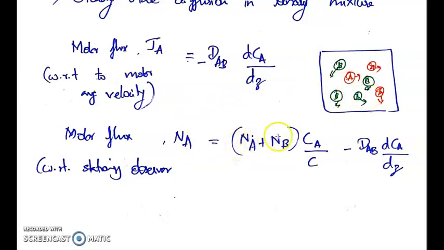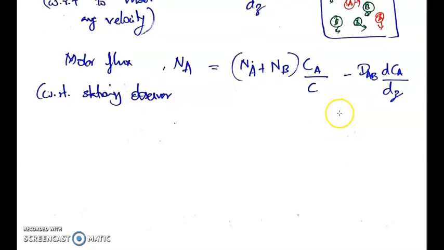One possibility is that B is not diffusing, and only A is diffusing. Another possibility is both A and B are diffusing in the same direction. Another possibility is both A and B are diffusing in opposite directions. Also, the rate at which the molecules are diffusing can be equal, or it can be different. So we have different cases possible. Today we will discuss each of these cases.